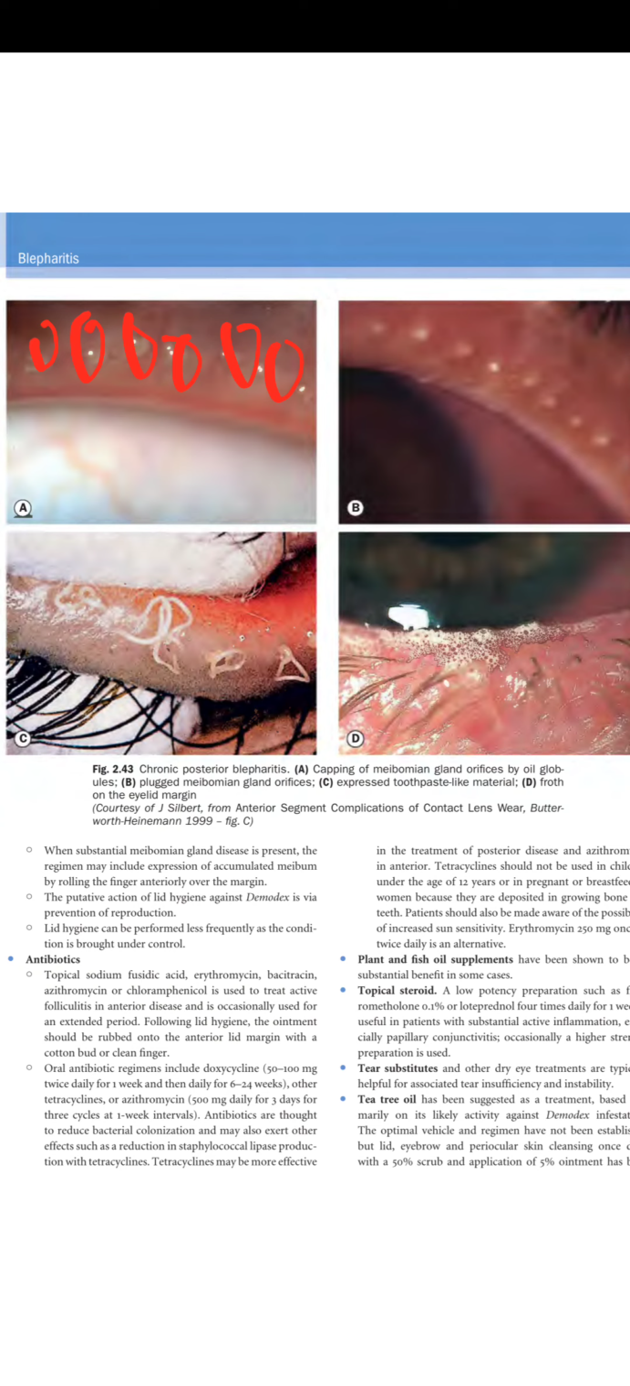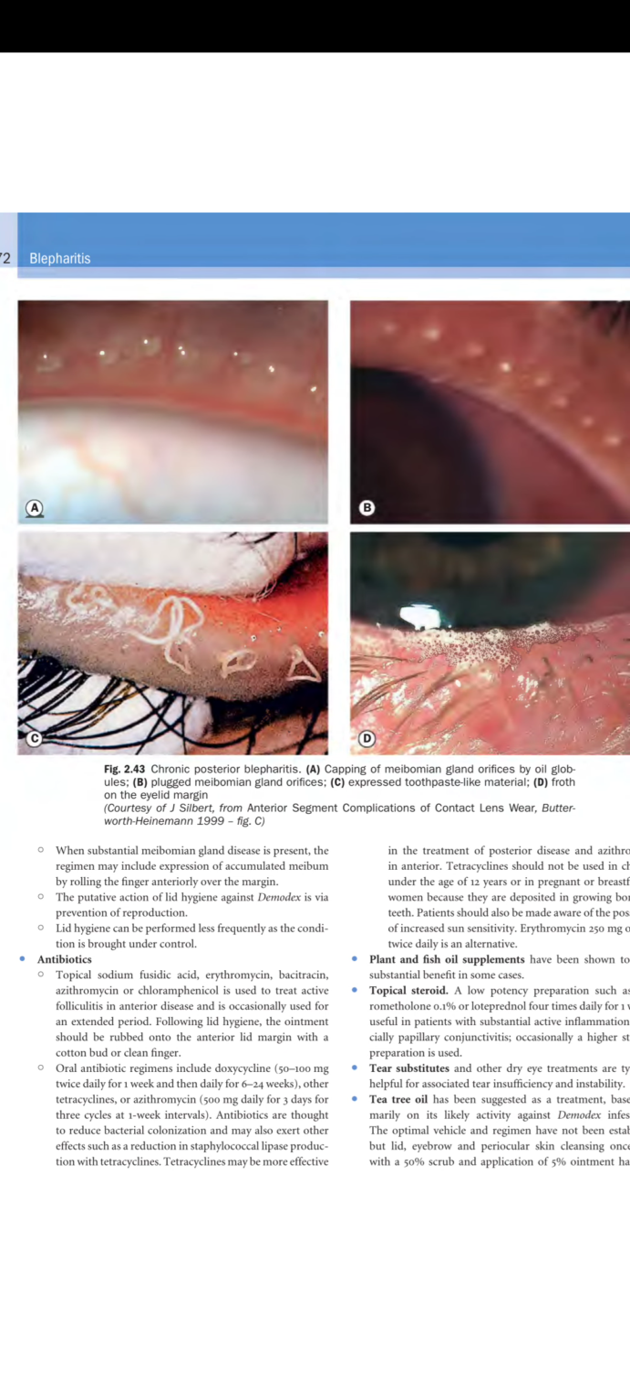and B is showing the plugged meibomian gland orifices, and C is showing the expressed toothpaste-like material. When you press the lid margin, there will be the expression of the cheesy material from the eyelid, and D is showing the frothing of the eyelid margin. So these are all the signs of the blepharitis.